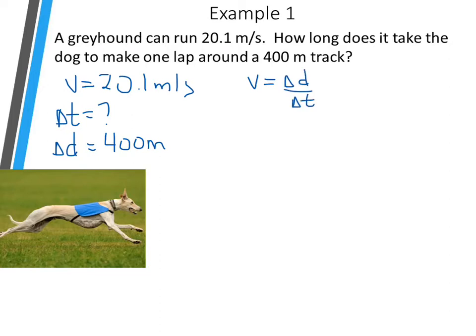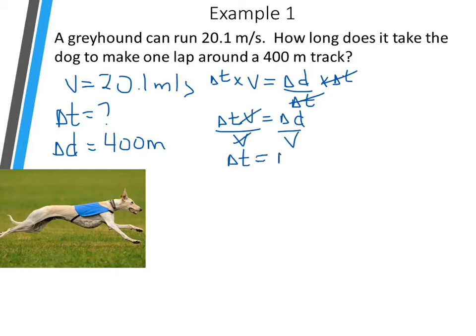And we are going to rearrange this formula to isolate delta T. So first thing we're going to do is multiply both sides by delta T. Again, there are other ways to rearrange formulas. I'm just going to go through all of the steps. So then that would look like that simplified. Again, we want delta T by itself, so we divide both sides by V. So our formula is delta T equals delta D over our V. So now we're ready to put our information in.